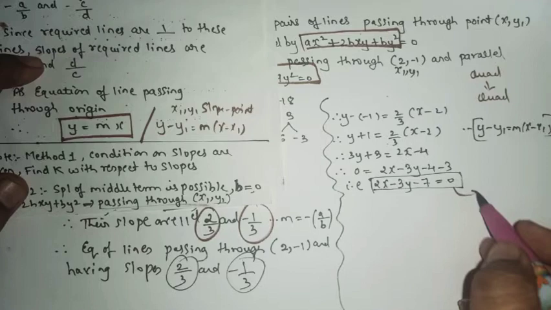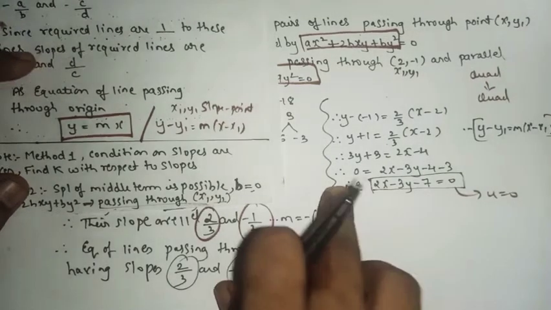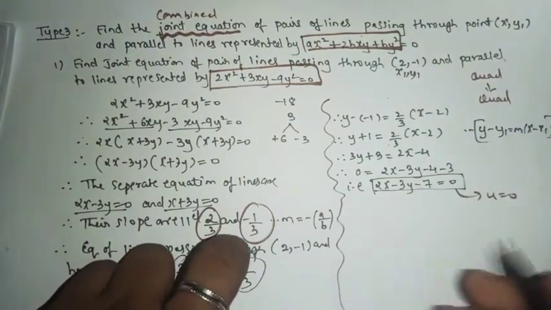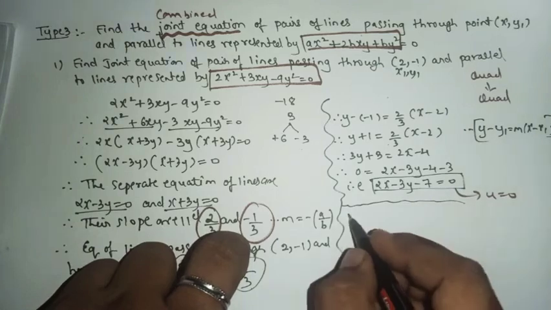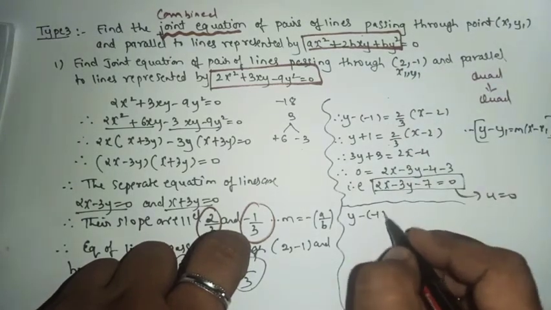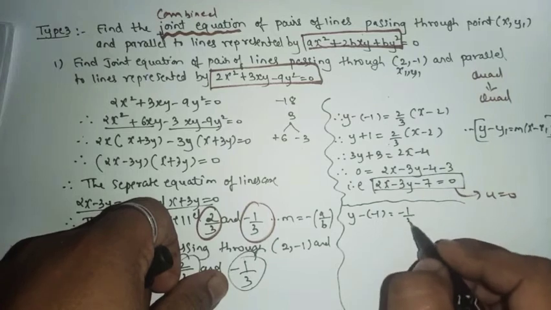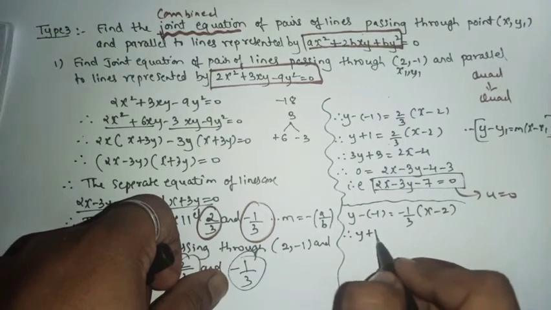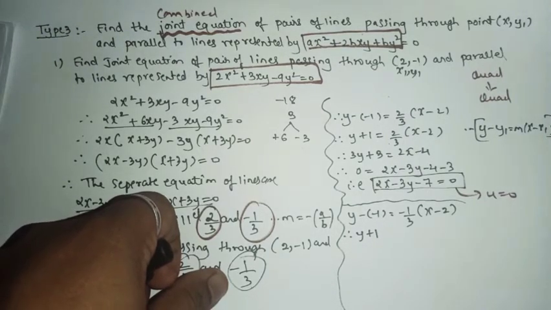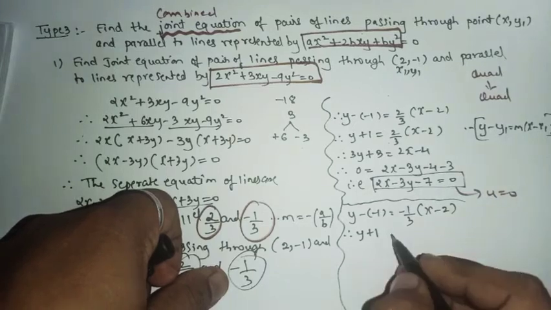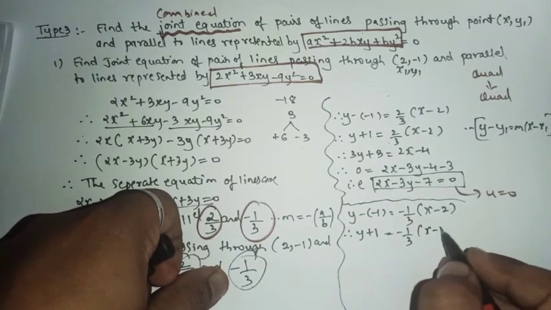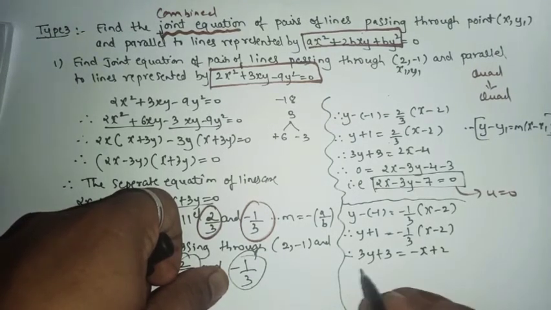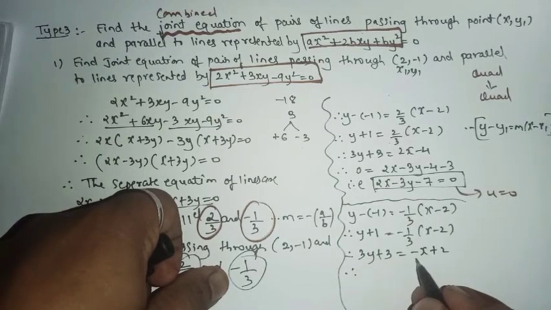We'll consider this part as u equals 0 now, because we have to find the joint equation. Joint and combined, it is one and the same. Now we'll apply the formula one more time. y minus y1 is what? Minus 1, but the second slope is what? Minus 1 by 3, x minus x1. So this will be y plus 1, yes or no? Minus 1 by 3, x minus 2. Shift, so 3y plus 3 equals minus x plus 2. Arrange the equation so that the sign of x should be positive.